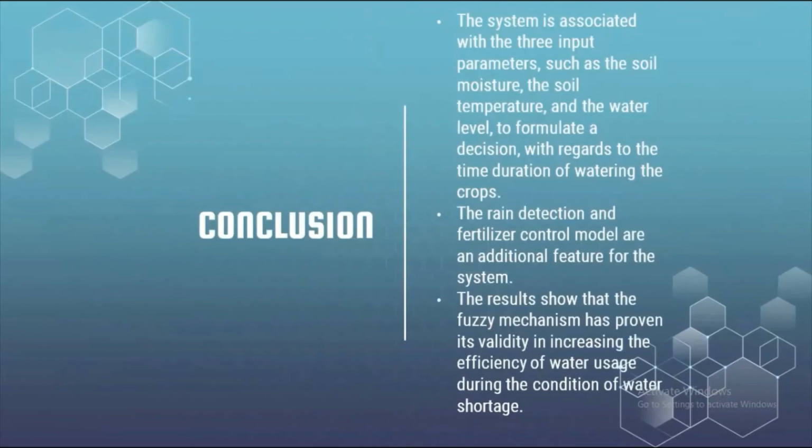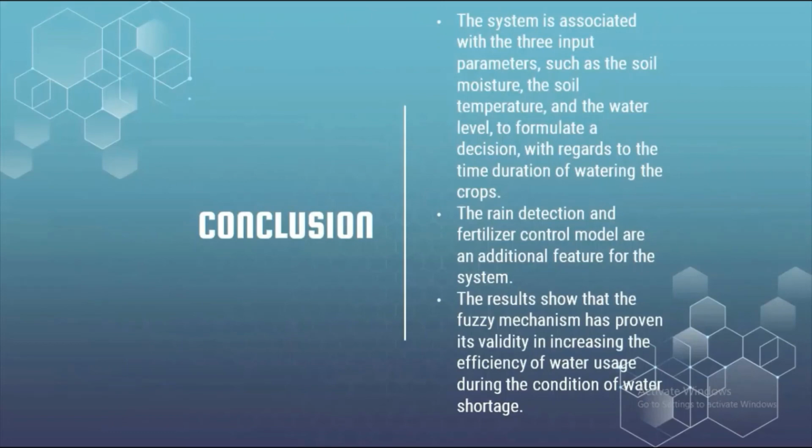In our conclusion, considering the use of a fuzzy algorithm, an automated system can improve the irrigation process. Three input factors such as soil moisture, soil temperature, and water level are used to formulate a decision about the amount of time the crops are watered. Moreover, an additional aspect of the device is the rain detection and fertilizer control model.